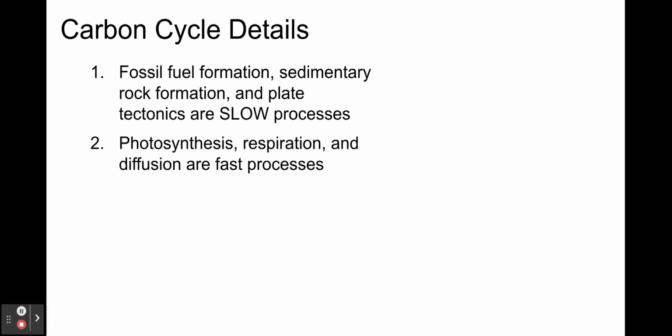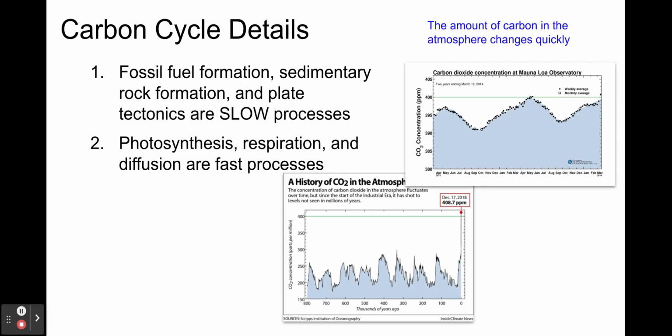Detail 2, photosynthesis, respiration, and diffusion are fast processes. And if you look at your diagram, you'll notice that all 3 of those processes involve adding and removing carbon dioxide from the atmosphere, which means that the amount of carbon in the atmosphere changes pretty quickly. Within a year, our first graph, you can see that carbon dioxide fluctuates pretty significantly. Our bottom graph shows how carbon dioxide has fluctuated in the Earth's atmosphere for the last 800,000 years, and it's pretty significant. We see some pretty major fluctuations.